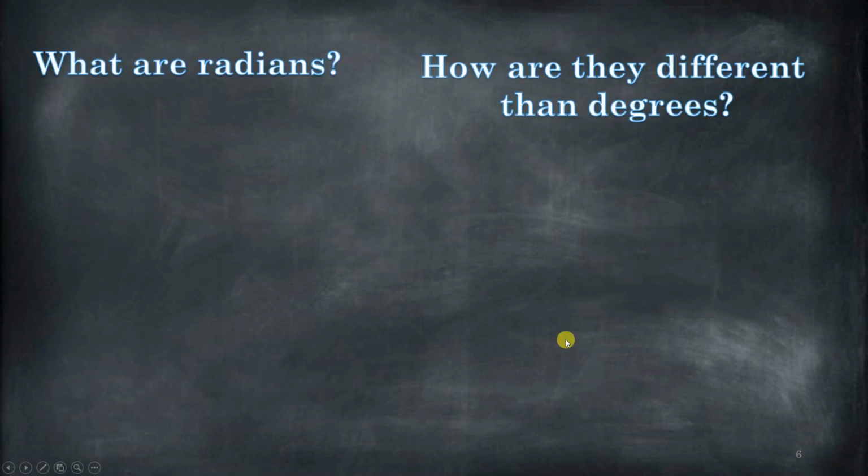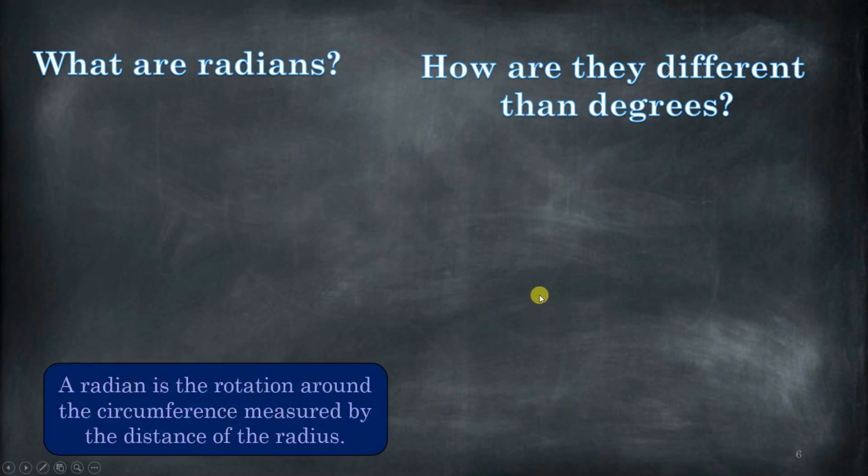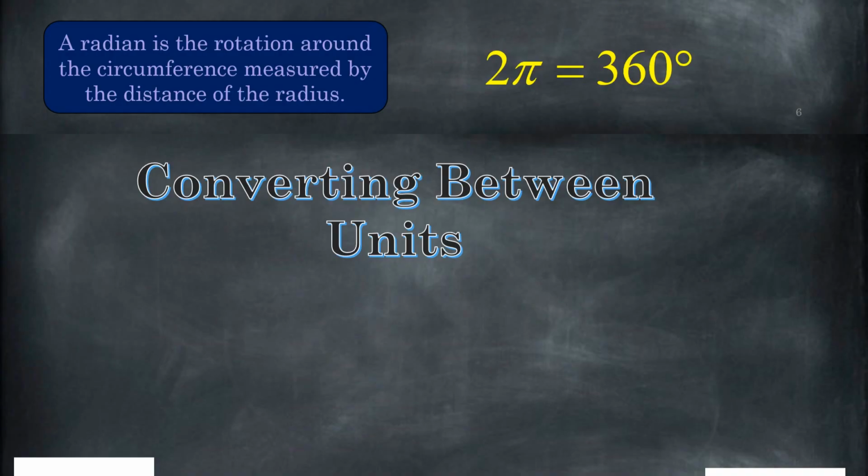So we've talked about what radians are and how they're different from degrees. Do you really understand that? If you're studying this, maybe for the first time, it might be a good idea to pause the video and write those things down. So a radian is the rotation around the circumference measured by the distance of the radius along the circumference, and there are 2 pi radians and 360 degrees.